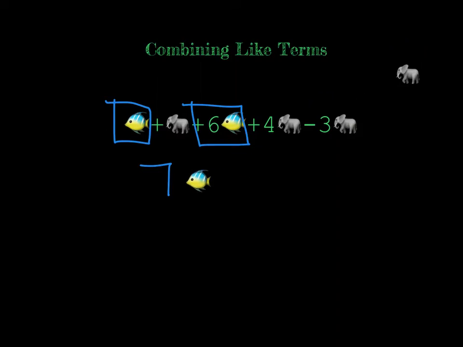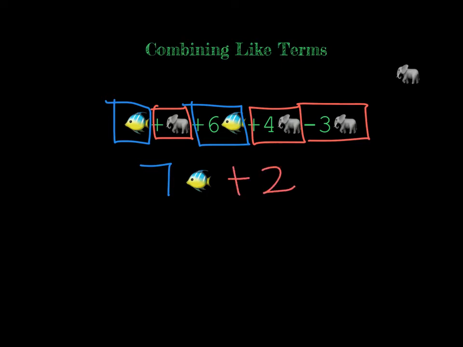Now I need to combine the elephants. So I have 1 elephant plus 4 elephants minus 3 elephants. 1 elephant plus 4 elephants would give me 5 elephants, minus 3 elephants would give me 2 elephants. So the simplified expression would now be 7 fish plus 2 elephants. That is as simplified as I can make it because the fish and elephants are not the same, so I cannot put them together.